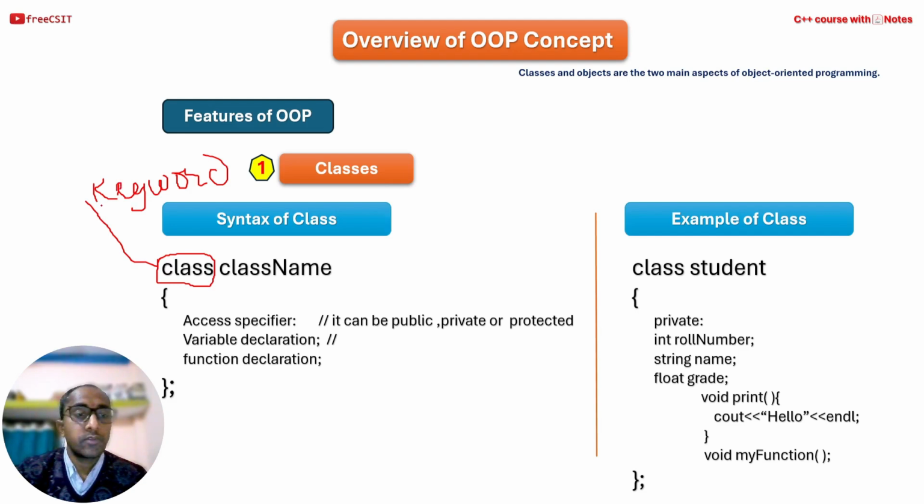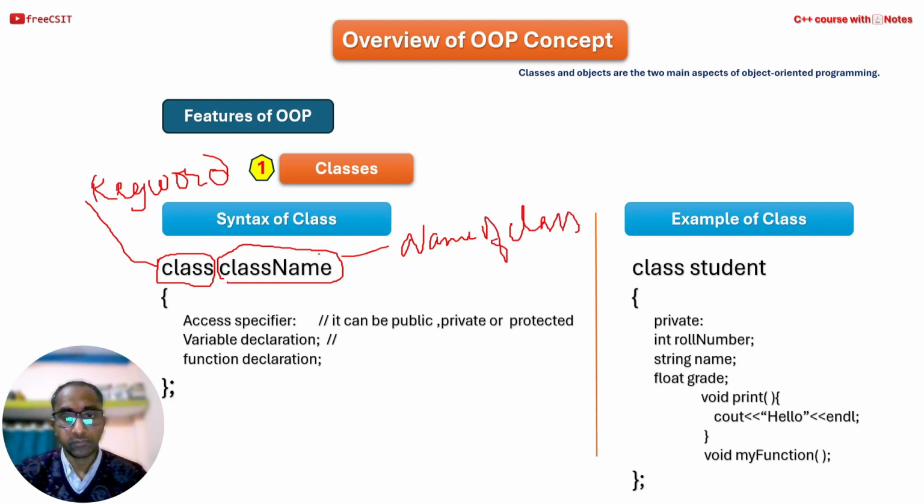This is the keyword. You can say this is the keyword, and this is the name of the class. It means to create a class, use the class keyword, and you can name it as per your requirement.